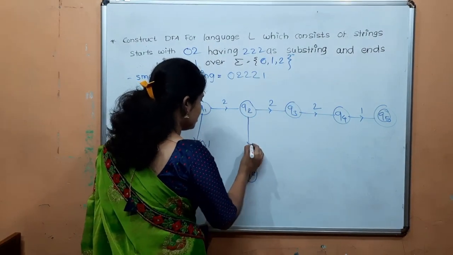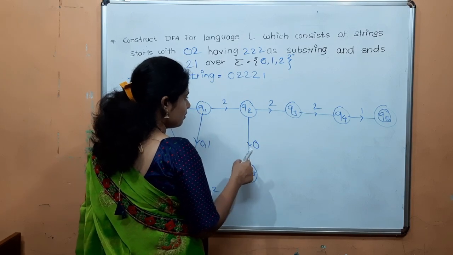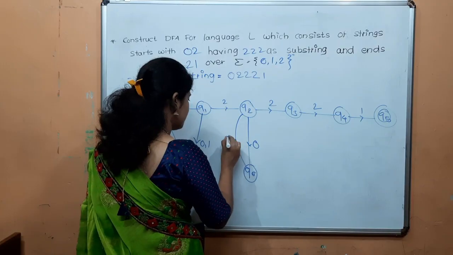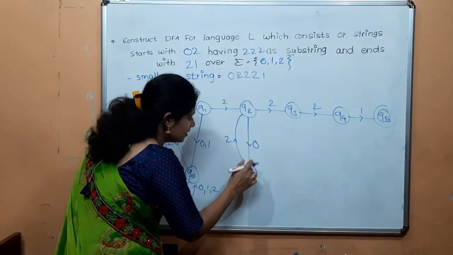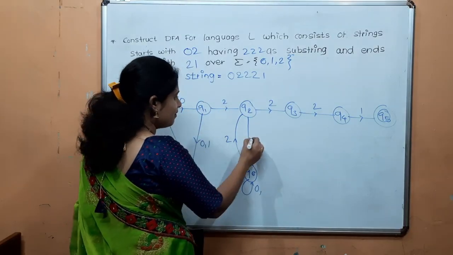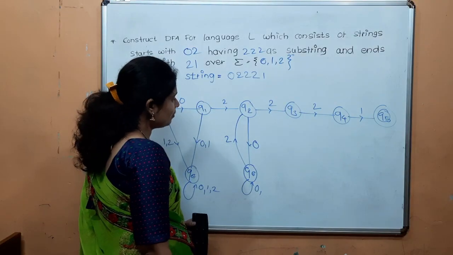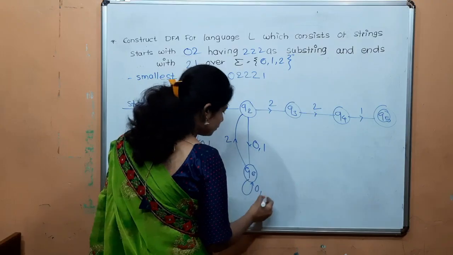If 0 occurs, then 0, 0, 0, 2, 2, 2. Okay, we can have the condition 222. Here we can give the self loop of 0. After these two, if 1 occurs, then what can I do? Again here I can give 1, 1, 2, 2, 2.